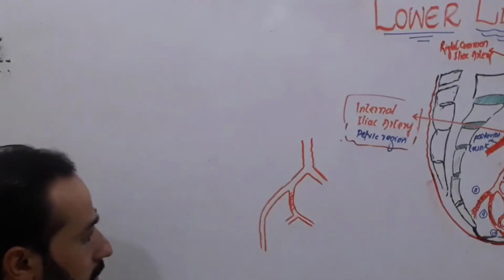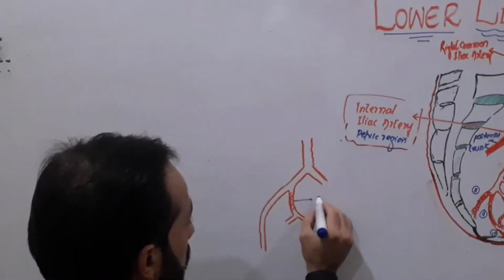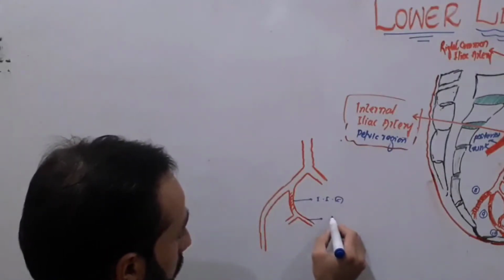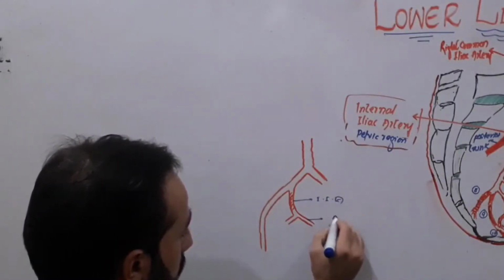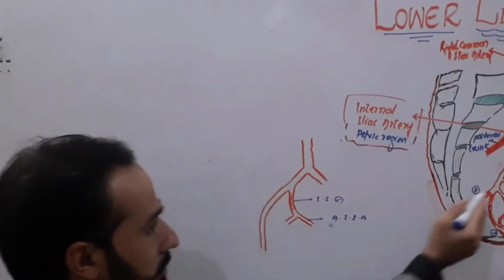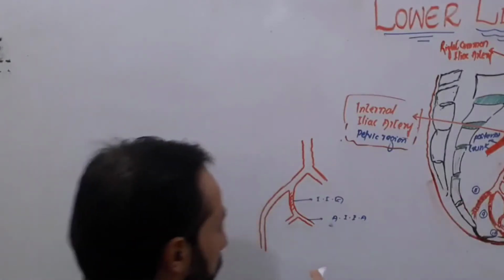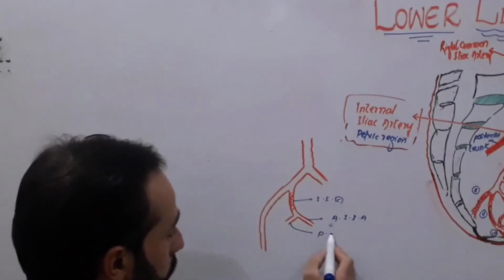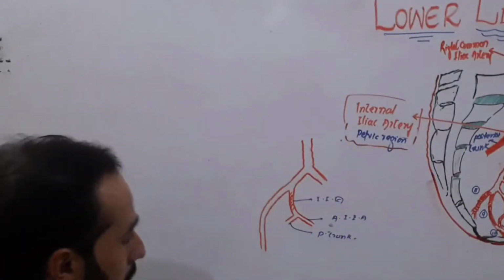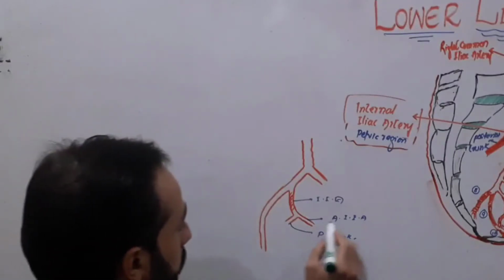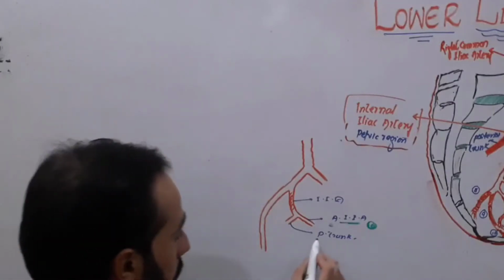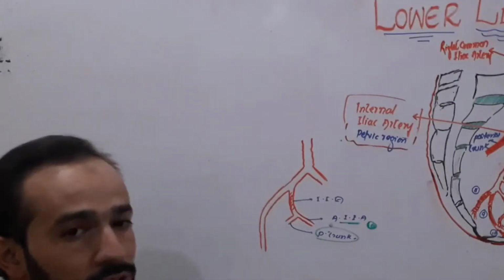So let us name them. This is our internal iliac artery, right? This is the anterior trunk of the internal iliac artery, which I have discussed in the previous lectures, and this is its posterior trunk, right? This is the posterior trunk. Now friends, we had discussed the 10 branches of this anterior trunk, and now we are going to discuss the branches of this posterior trunk, right?